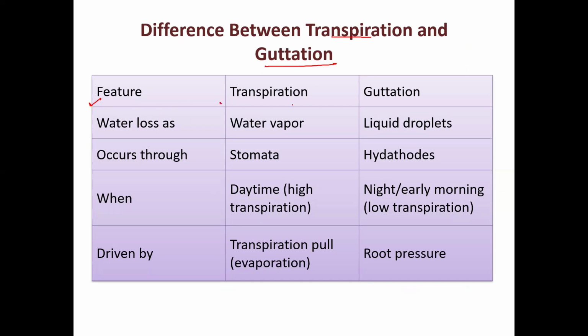So transpiration and guttation: transpiration is water loss in the form of water vapor, but guttation is in the form of liquid droplets. Transpiration occurs through stomata and guttation through hydathodes, which are basically pores. Transpiration happens at daytime with high transpiration, but guttation generally happens at night or even early morning, with low transpiration. Transpiration is driven by transpiration pull, but guttation acts by root pressure. So roots apply high pressure.